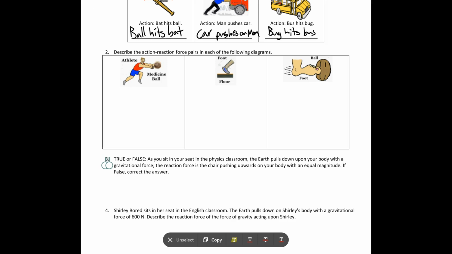For number two, describe the action-reaction force pairs in each of the following diagrams. I'm not going to write it out. You could write it out in your own words, but I'll just talk about it. The athlete pushes on the ball, and the ball pushes back on the athlete. The foot pushes on the floor, and the floor pushes on the foot. The foot kicks the ball, and the ball exerts a force on the foot. It looks like the toe is getting hurt because it has not a good form there.